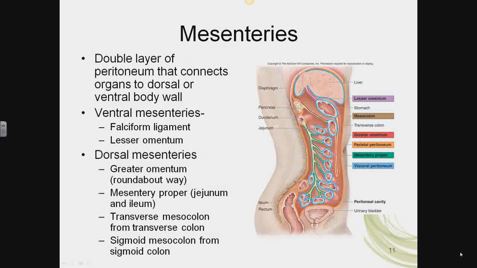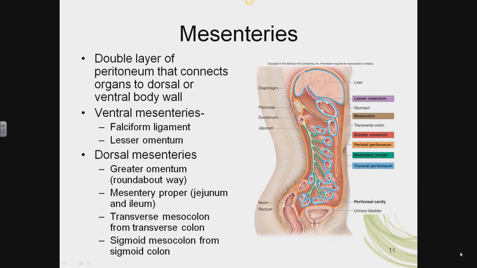The mesentery proper is a fan-shaped fold of peritoneum that suspends most of the small intestine from the internal surface of the posterior abdominal wall. Then we also have a mesocolon, and the mesocolon is going to be named for the parts of the large intestine that it anchors into. For example, transverse mesocolon is associated with the transverse colon, whereas the sigmoid mesocolon is associated with the sigmoid colon.